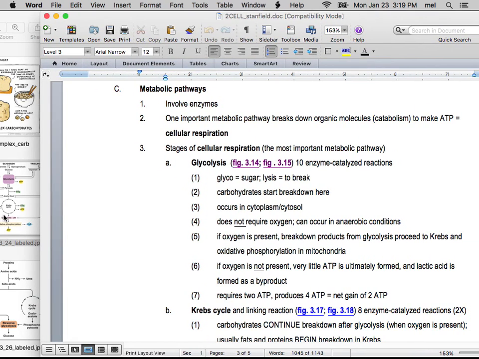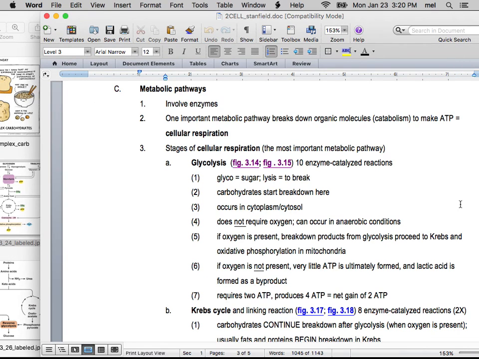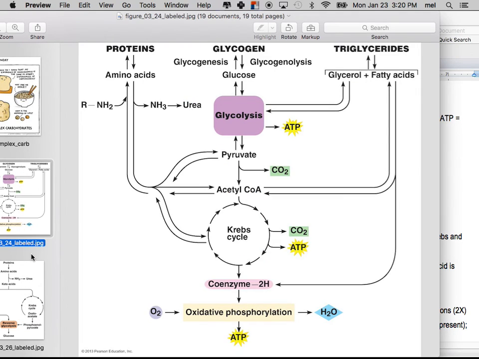And so if oxygen is present, what's going to happen is you're going to keep going. If oxygen is not present, the best you can hope is that some cells can send it right back through glycolysis backward, which will generate a little bit more ATP, but will also generate potentially lactic acid as a byproduct, which tends to fatigue muscles. And we'll talk about that in the skeletal muscle chapter. So if oxygen is present, you get to keep going. If oxygen is not present, very little ATP is formed. Lactic acid may ultimately be formed as a byproduct.